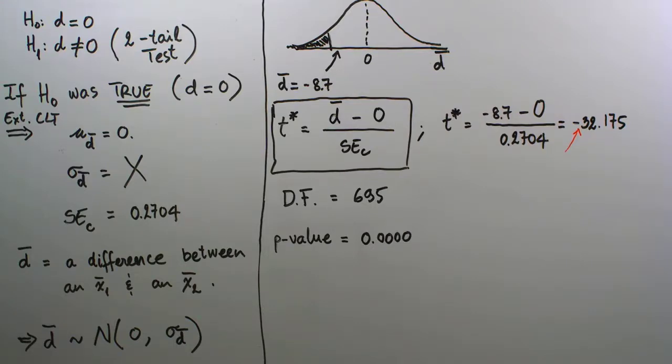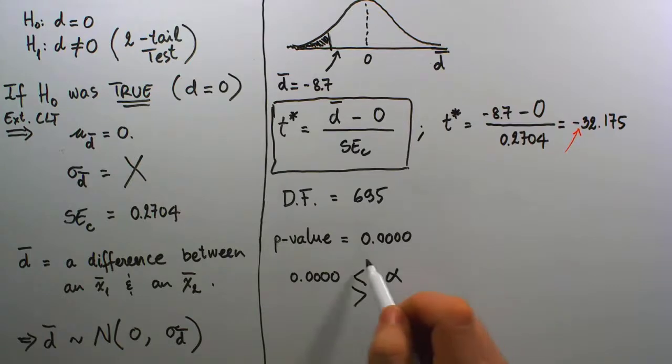And so now that we have come to our final p-value being 0.0000, the next step is to compare this p-value, because what we're doing here is a hypothesis testing problem. So we need to compare our p-value with the significance level. Is it going to be less than or greater than? That's what we need to find out.